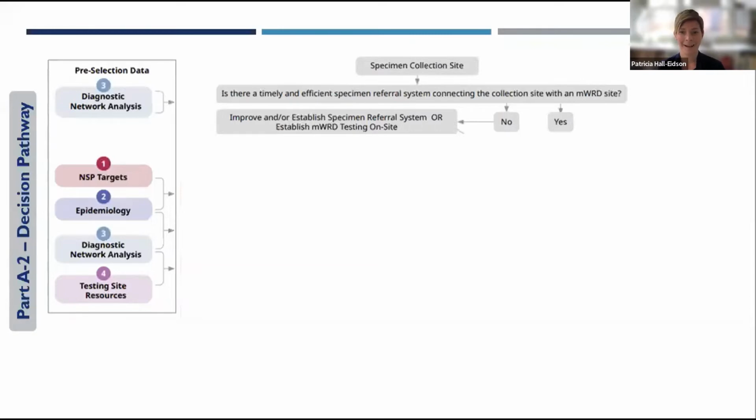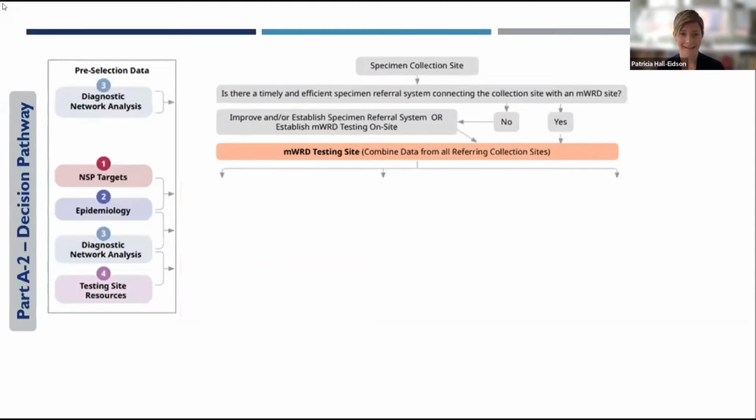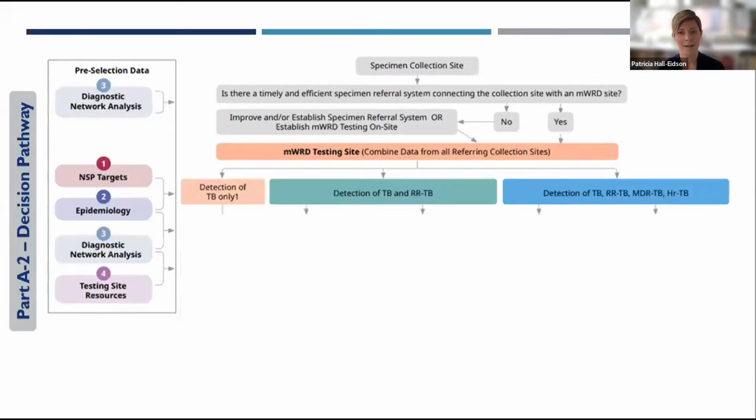First, the diagnostic network analysis or assessment data are used to review the specimen collection sites and referral linkages to determine whether they are functional and efficient to provide patients the access they need to testing services. If not, the user is prompted to consider improvement or establishment of a referral system or establish test sites, on-site testing services, depending on the patient need and the programmatic need. All of these collection site and referral data sets are then combined for each testing network mWRD testing site. So you can see here it says combine all data from the referring collection sites so that all of that is considered when reviewing each testing site. Then the National Strategic Plan and EPI data, as shown here on the left, are used to determine whether each site requires the detection of TB, shown in orange, TB and rifampicin resistance, shown in green, or TB, rifampicin, and other resistances, shown in blue.